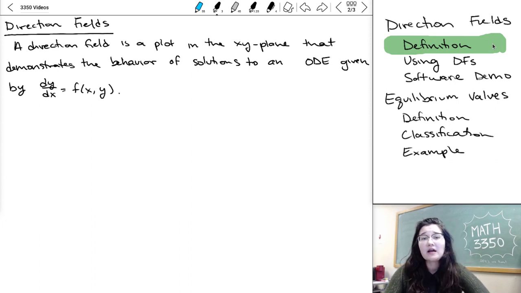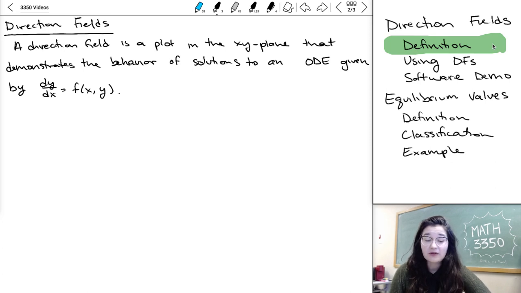So it's going to be a graph that shows us how solutions of a differential equation behave, and we can only do it for first order differential equations, where the derivative of our dependent variable is a function of that variable and the independent variable.